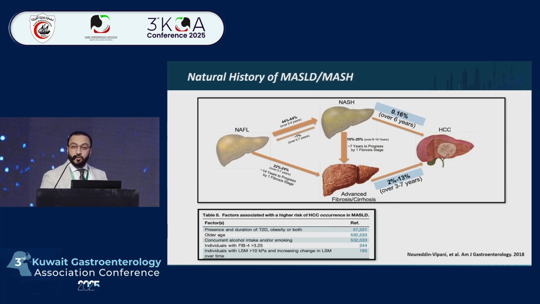There are other well-identified criteria in the guideline which can expedite this pathway and carry a higher risk of HCC. Those are patients who have type 2 diabetes, especially if the diabetes is prolonged and uncontrolled, older age, concurrent use of alcohol, an individual with FIB-4 more than 3.24, or an individual with FibroScan of more than 10 kilopascal.